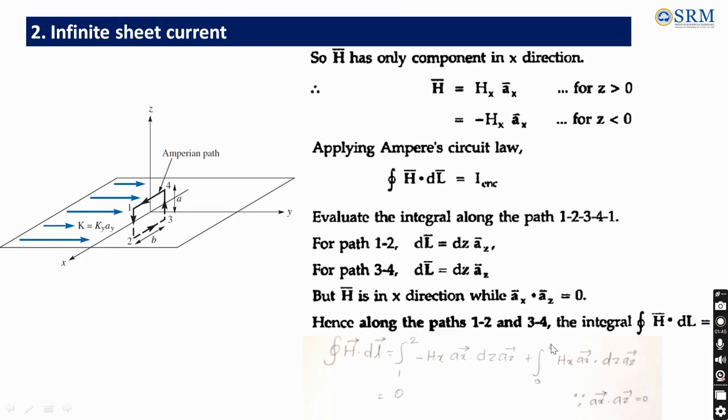Similarly, 3 to 4 is along the positive side, so it is greater than 0, and I have to apply Hx into Ax dot dz into Az cap. So here also the dot product of different unit vectors will be 0. The entire closed line integral over these two vertical paths is 0.